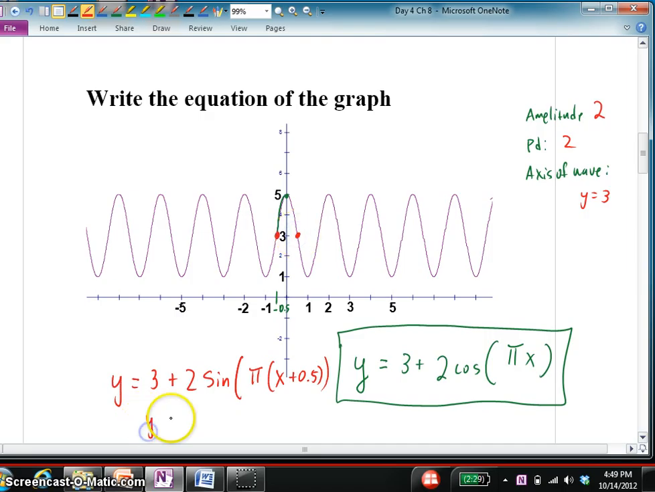If I thought the graph started right here, I could write a different equation. This would be y equals 3 minus 2 times the sine of pi times x. In this case, we're shifting to the right a half, so it would be x minus 0.5. There are many equations I could write for this, all starting at a different place. I could write a different cosine that starts right here, which has a phase shift of 2. I could pick any top, bottom, or middle and write an equation. However, it's very clear that the one that has no phase shift is the easiest one to do, and I would say this is the easiest one to do.